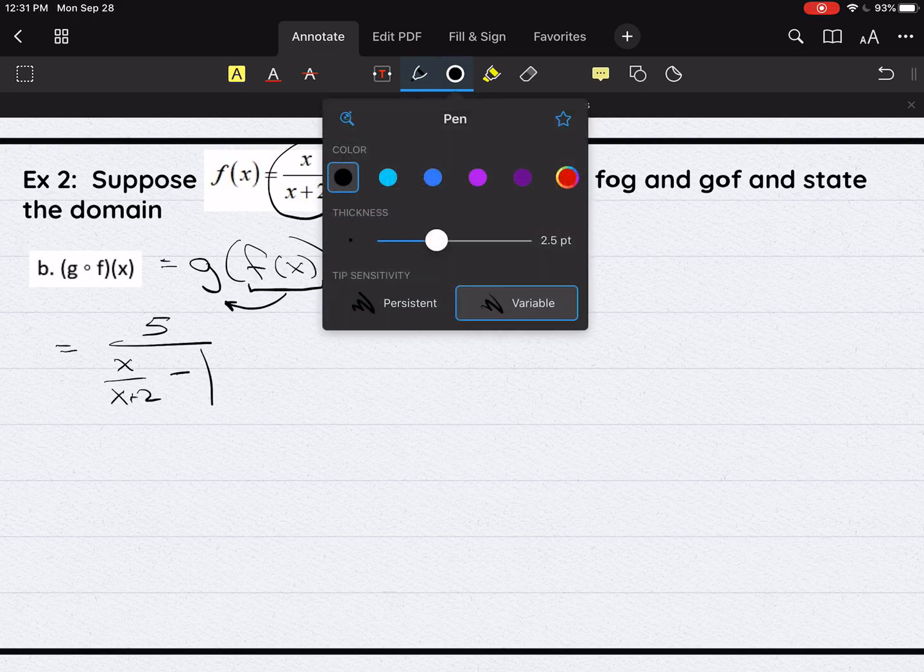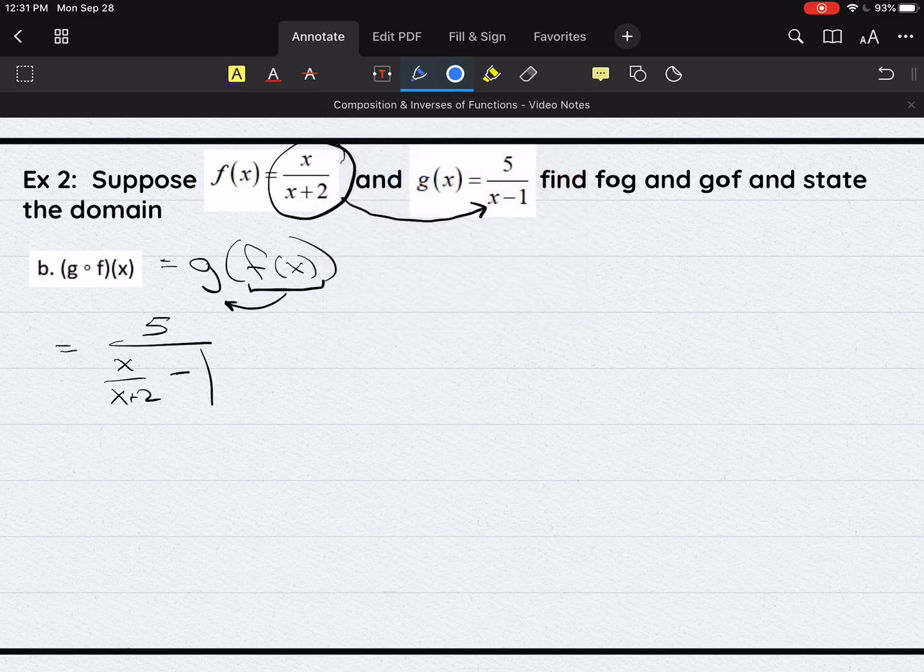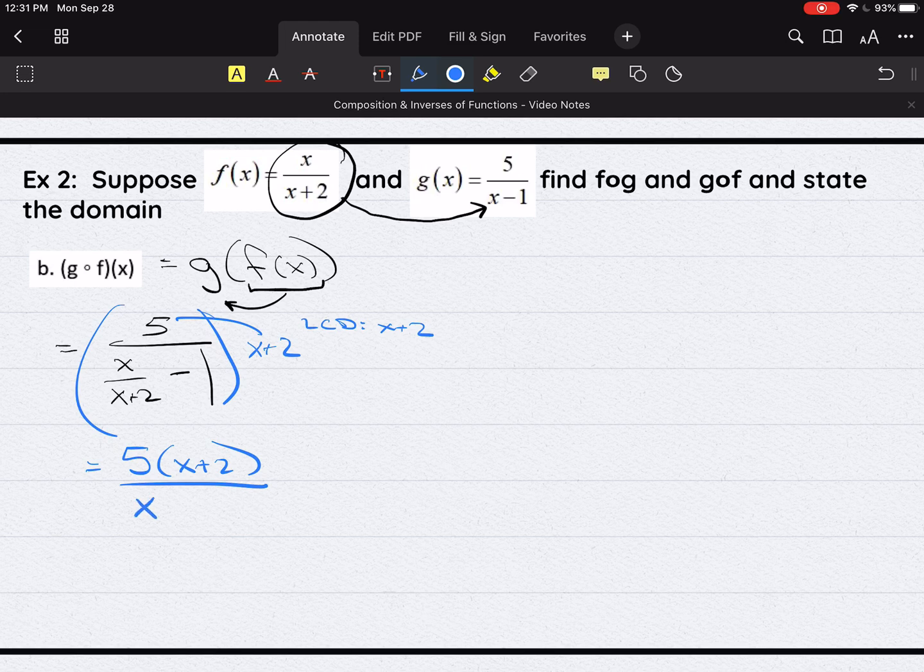Again, I have fractions inside of my fraction, so I want to find that least common denominator, which would be x plus 2. Multiply everything by x plus 2. So on top, I would have 5 times x plus 2. Denominator, the x plus 2's would cancel that first part, so I'd be left with just the x, and then minus 1 times x plus 2.